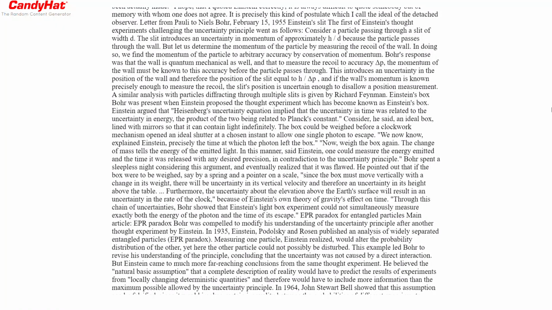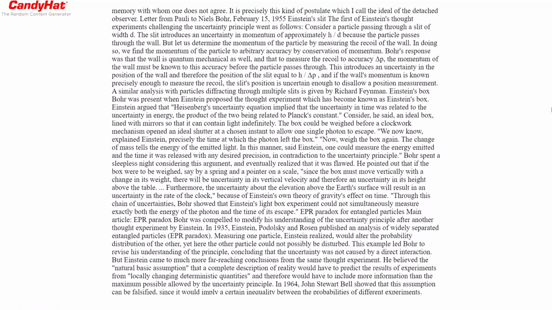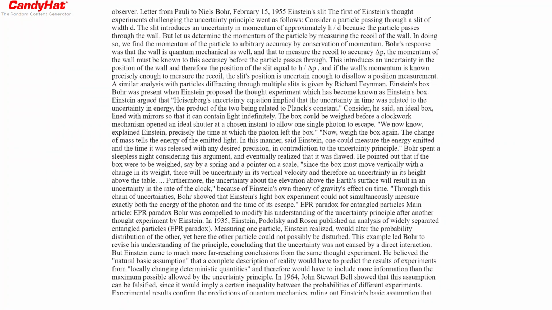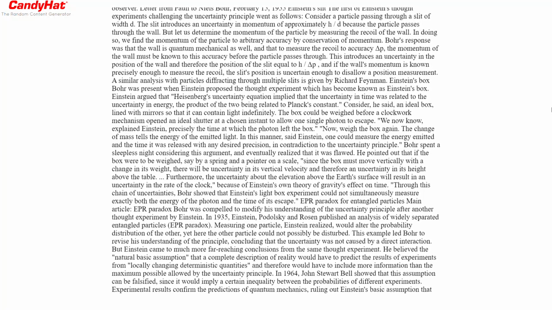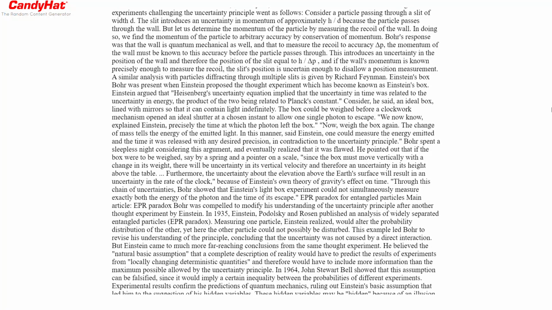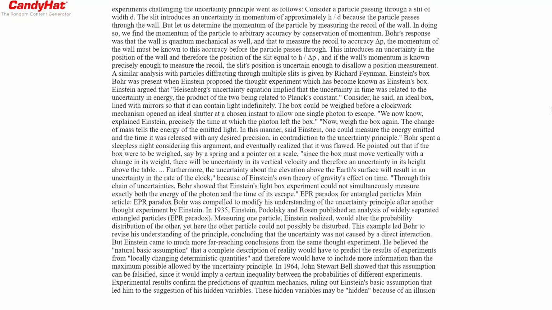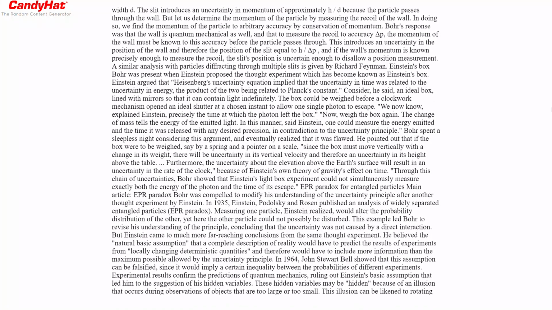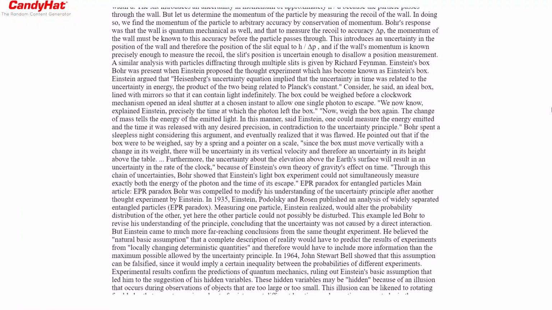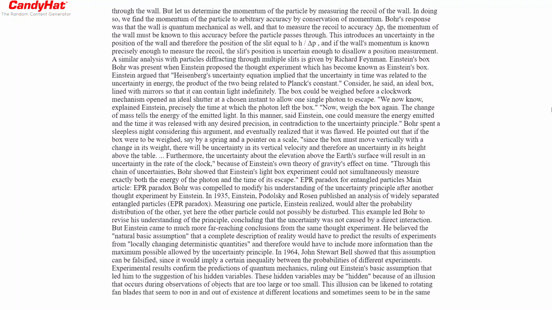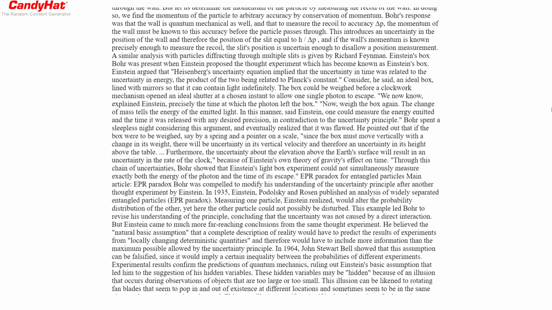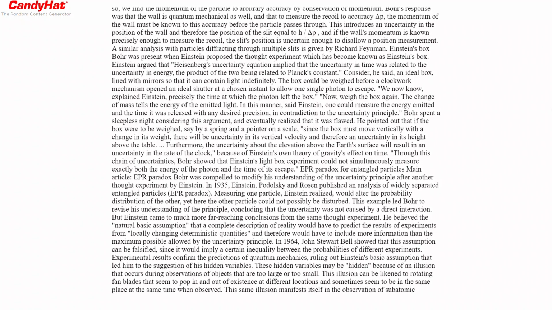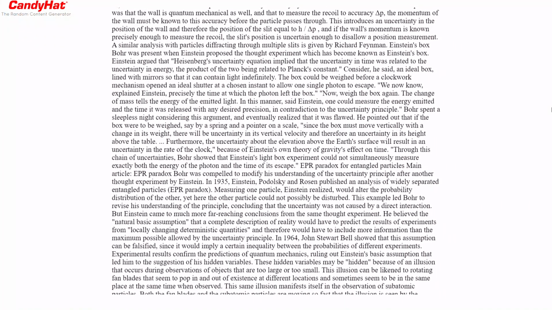EPR paradox for entangled particles. Main article, EPR paradox. Bohr was compelled to modify his understanding of the uncertainty principle after another thought experiment by Einstein. In 1935, Einstein, Podolsky, and Rosen published an analysis of widely separated entangled particles, the EPR paradox. Measuring one particle, Einstein realized, would alter the probability distribution of the other, yet here the other particle could not possibly be disturbed. This example led Bohr to revise his understanding of the principle, concluding that the uncertainty was not caused by a direct interaction, but Einstein came to much more far-reaching conclusions from the same thought experiment.